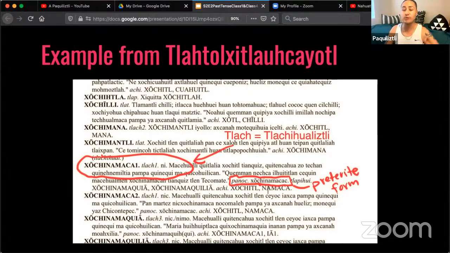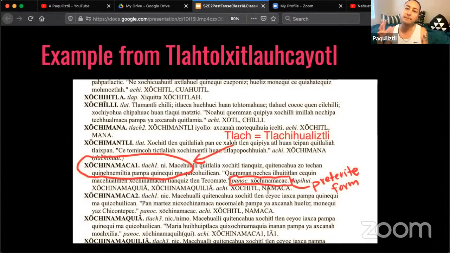So that tells you if you want to put this verb xochinamaca into the past tense, you're going to make it xochinamacak. And as you can tell, this is a class 1 verb, so we're going to learn about class 1 verbs now, or in this lesson. So this panok is talking about the preterite.